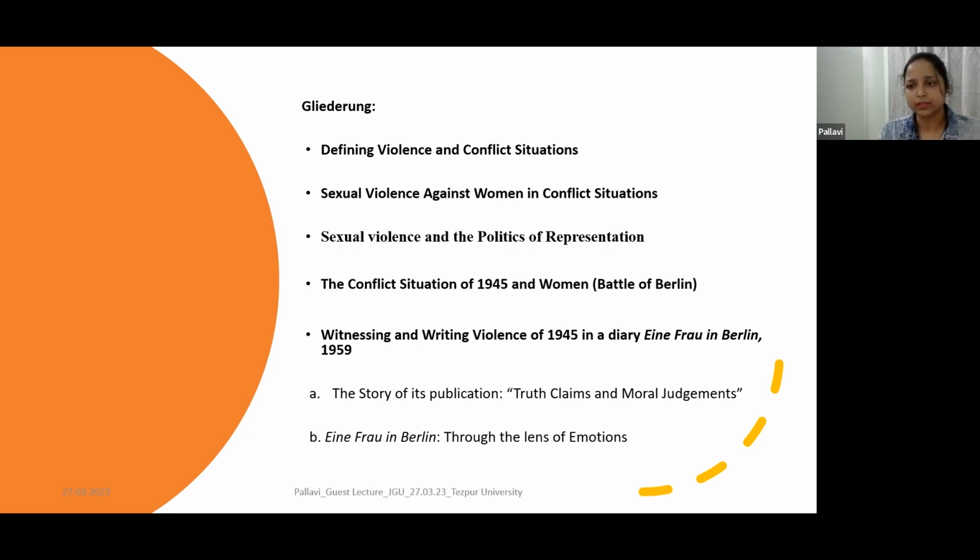The German version has the title Eine Frau in Berlin, and the name of the writer is Anna Neumann, and the English title is A Woman in Berlin, and the name of the writer is anonymous. I will also show you some quotes from the diary and analyze it through the lens of emotions, which is broadly my research interest, combining literary studies and emotion studies.